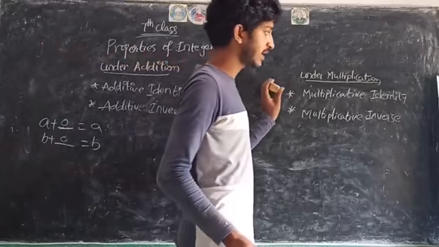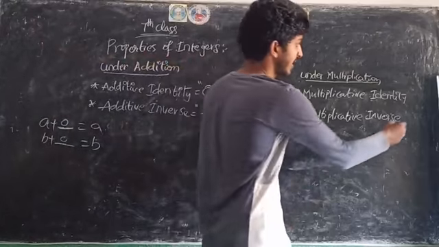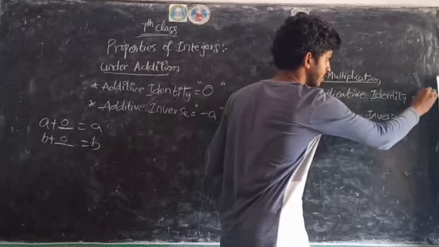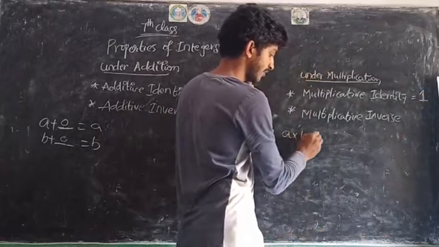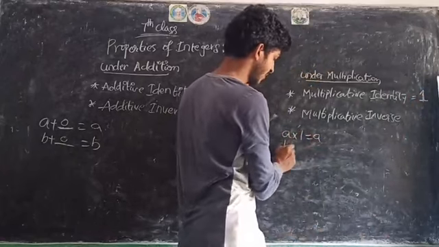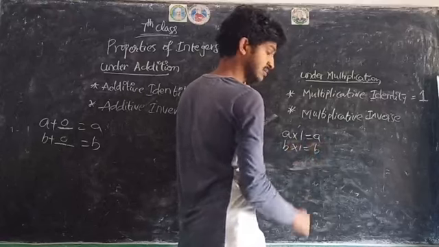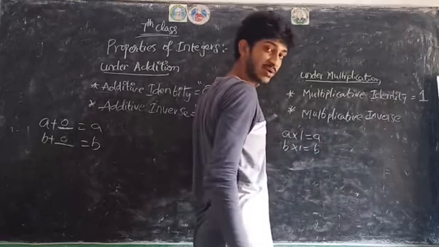And multiplicative identity. The multiplicative identity is 1. If you multiply a into 1, we get a as the answer. If you multiply b into 1, we get b as the answer. So 1 is the multiplicative identity.